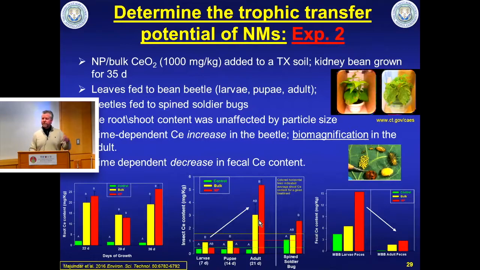When you look at these, you see what you'd expect. There's a time-dependent decrease in the fecal content of these organisms. When you looked at the predator, it was back down lower again. But for the most part, particle size really didn't matter in this experiment.